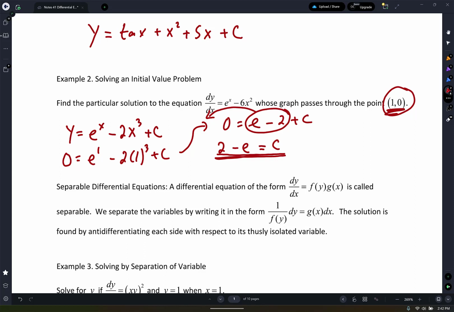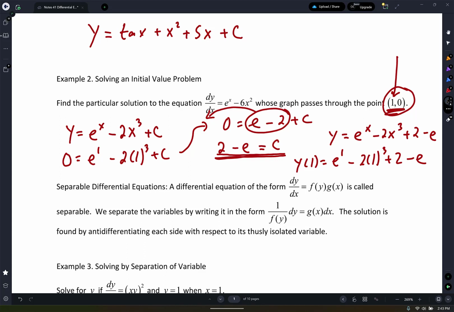Spring break. All right, now that I know what my c value is, here's my function. Usually they write f of x, but let's see. Find a particular solution, that's fine. We'll just write y. y equals e to the x minus 2x cubed plus 2 minus e. I like to check it. You don't have to, especially on this one, but I like to check it. When I plug in a 1 for my equation, I better get a 0. So let's see, y of 1 equals e to the 1 minus 2 times 1 to the third plus 2 minus e. Let's see if we get 0.